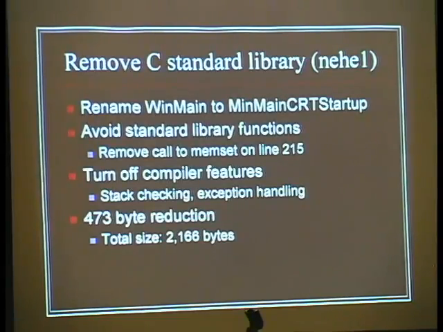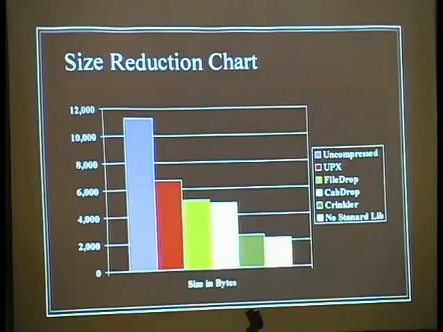If we do all these things and we remove the standard library from the linker options, we end up with a 473 byte reduction. So that takes us down to 2,166 bytes. So it's a small savings, but when you consider that it's 400 bytes, it's almost 10% of the entire production right there. So it's very good.